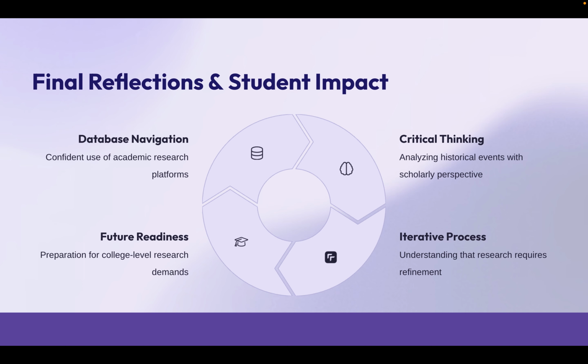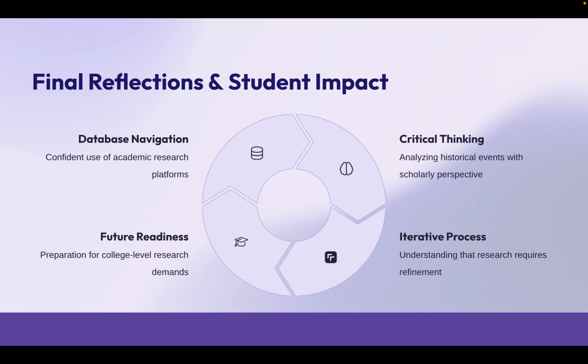The Salem Witch Trials case study allows students to connect historical events to themes of power, wealth, and gender, encouraging them to think critically about causes and consequences. Most importantly, students learn that research is iterative. It's okay if your first search doesn't yield perfect results. The goal is to keep adjusting your terms, using the tools available, and thinking analytically.